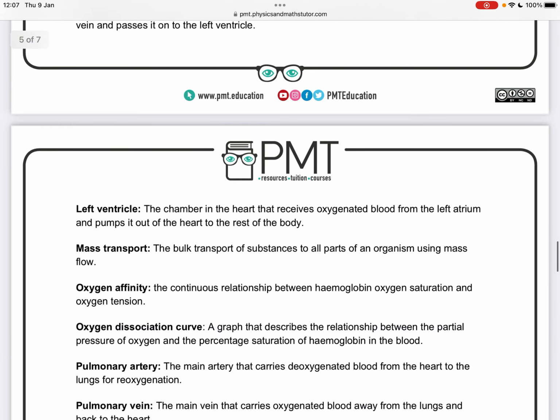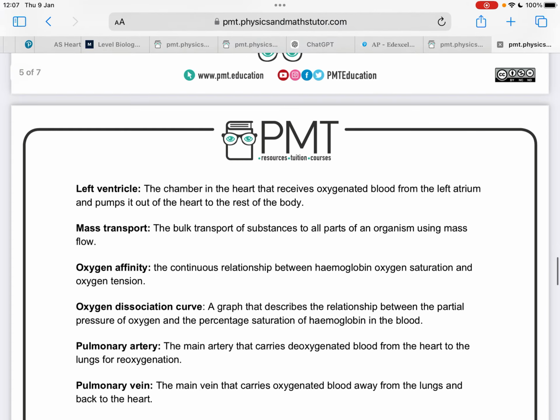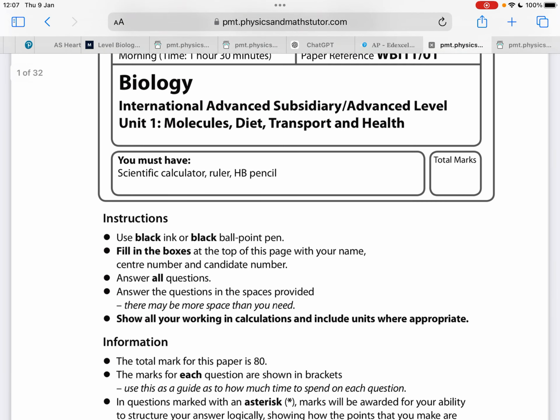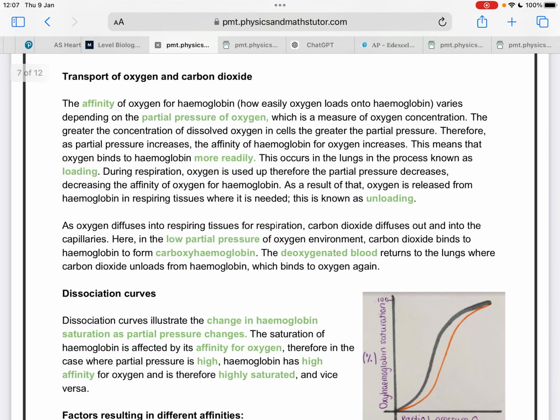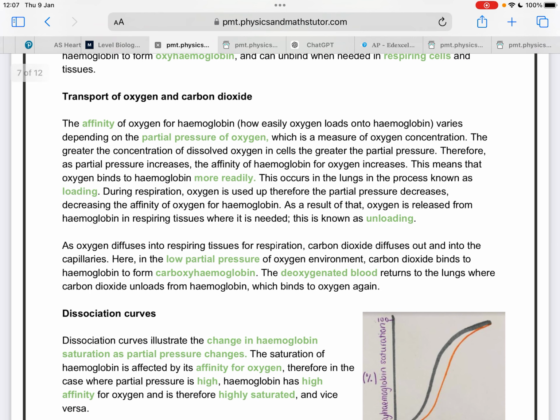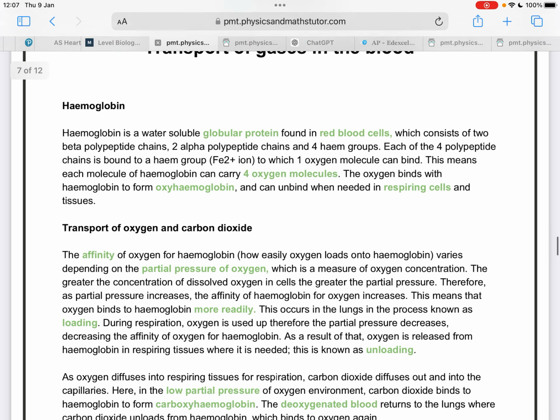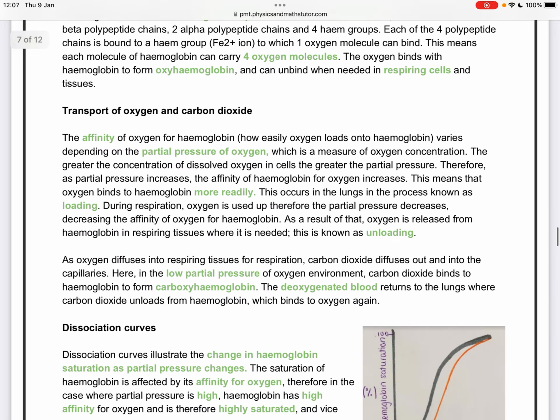So where is loading? It's not here, but this is the process. Basically, let me explain it to you. Loading is the process where oxygen binds to hemoglobin in the lungs. During respiration, oxygen is used up, therefore the partial pressure decreases, decreasing the affinity of oxygen for hemoglobin. As a result of that, oxygen is released from hemoglobin in respiring tissues where it's needed. This is known as unloading.